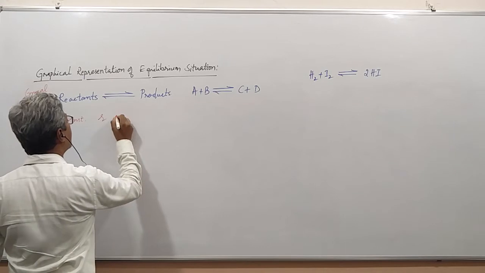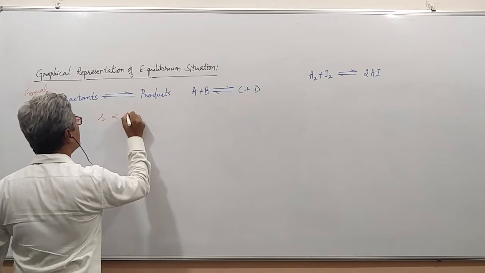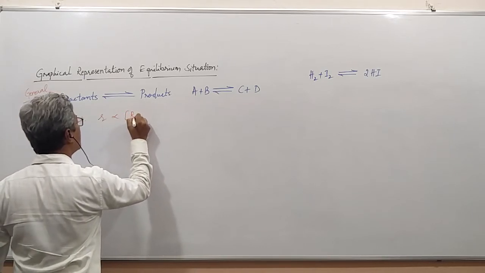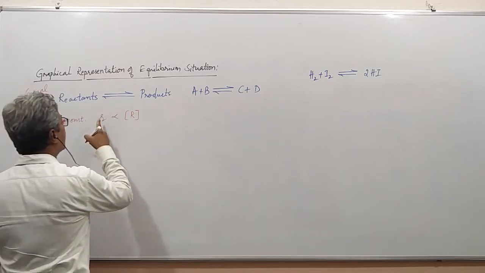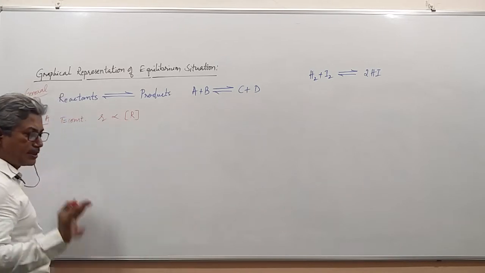Definition: what it says is that at a given temperature, that is, when temperature is kept constant, the rate of a reaction is directly proportional to the molar concentrations of reactants. Is it clear, students? Rate is directly proportional to concentration. Simply remember this.